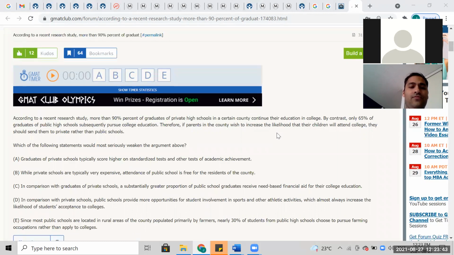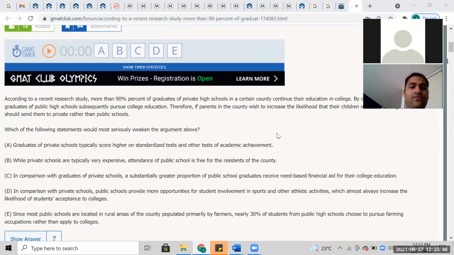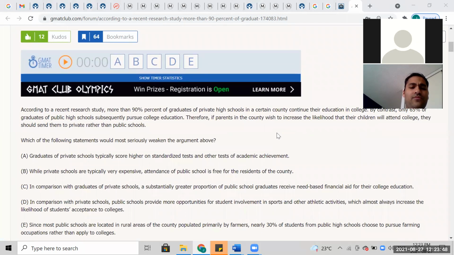D is kind of the other way around. It kind of negates what the argument is trying to establish. If sports and other athletic activities increase likelihood, then why is it less? So I don't think D is an option. Whereas E gives a completely different reason, that 30% of the students from public high school choose farming occupations instead of applying to colleges. So this has an alternative proposition which kind of justifies the argument. I would have gone with E.